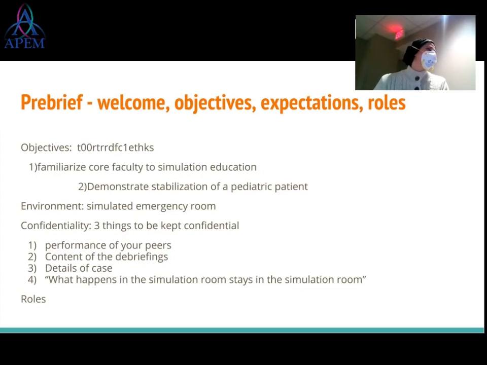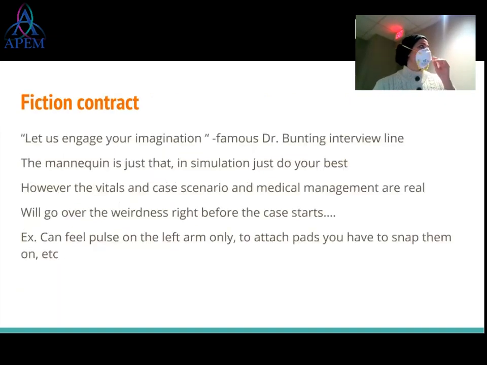And then roles. I'm going to be facilitating, I'll be there in the room with you guys. You guys will have this patient and you'll be taking care of them like you would upstairs in the ER. So I hope this makes sense. I hope I'm not going through this too fast because there's just so much information, but I just wanted to touch base with all of that.